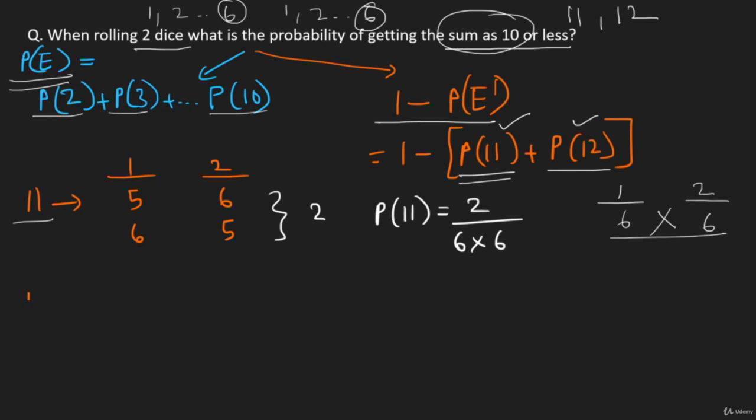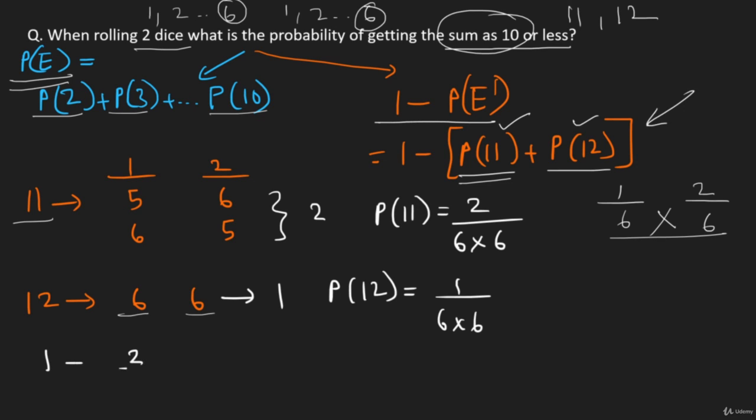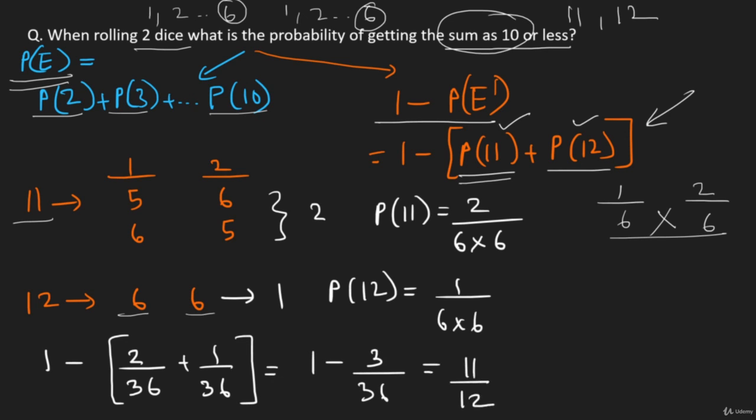What about 12? There is only one possibility with which I can get a sum of 12. That is, in both the dice, I should get the outcome as 6. So there is just one way in which this can be done, and therefore the probability to get 12 is 1 by 36. And therefore the answer to this question, as per what we have written over here, is 1 minus 2 by 36 plus 1 by 36, which is equal to 1 minus 3 by 36, which is equal to 11 by 12.